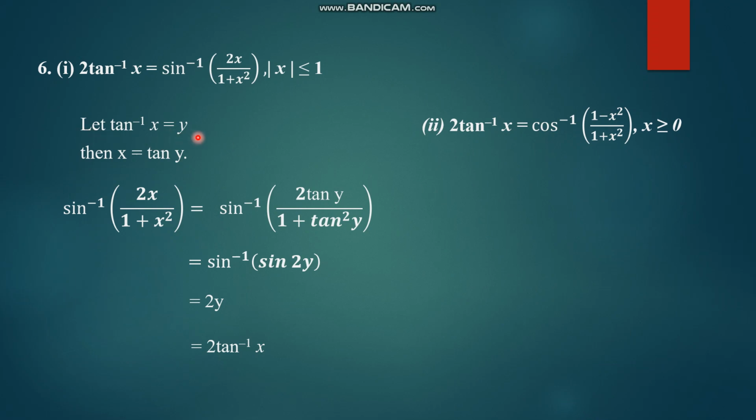We will take tan inverse x is equal to y, then x is tan y, and we take the RHS. When you substitute the formula here, we get this as cos of 2y, and when you simplify, you get the same thing. Similarly, in the third one, 2 tan inverse x is equal to tan inverse of 2x by 1 minus x square. We substitute the same thing. Tan inverse x is equal to y, x is tan y, and if you take the RHS, this will become tan of 2y, and when you simplify, you get the same answer. I hope you can try these two similar to this.